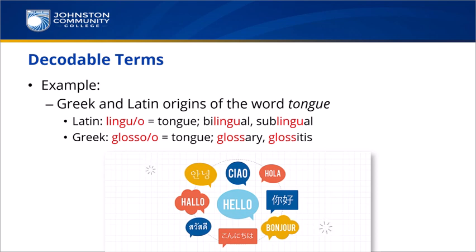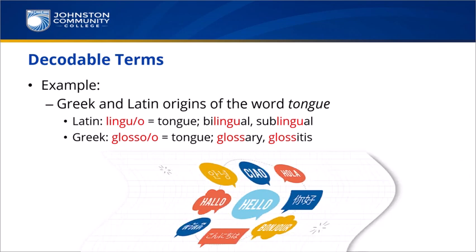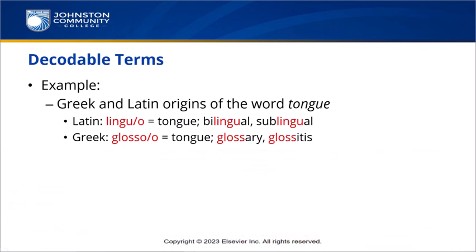Notice the first term, bilingual. It means pertaining to two languages. Most of you already know that it refers to a person who can speak two languages, bi meaning two. The second term, sublingual, is a medical term. Sub means under. Think of like a submarine. And the ending "ul" means pertaining to. This medical term means pertaining to under the tongue.